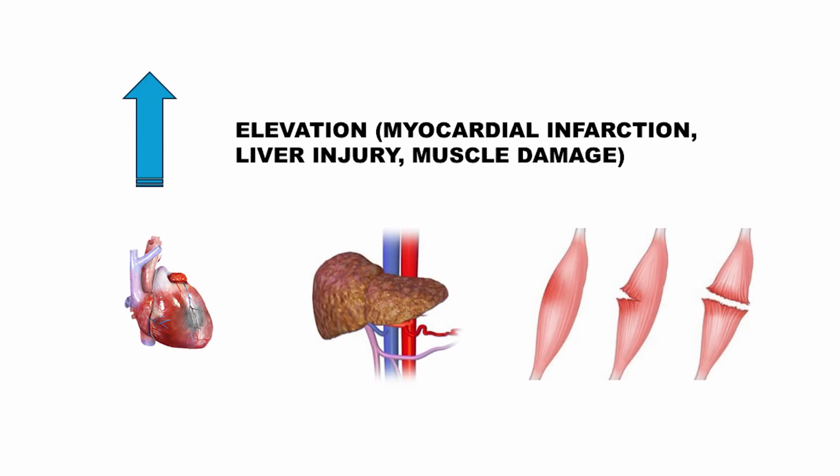Tissue damage or cell death causes the release of LDH and its isoenzymes into the bloodstream. Elevations in LDH5 suggest injury to the liver or skeletal muscle. A rise in LDH1 often indicates heart muscle damage.